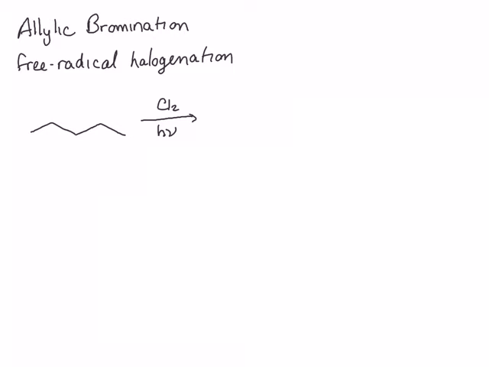Take a moment to pause the video now and see if you can draw all of the possible monohalogenated products of pentane that we would get in this reaction and label them major and minor. There are three possible products that would result from the monohalogenation of pentane. We would get 1-chloropentane, 2-chloropentane, and 3-chloropentane. 1-chloropentane, which results from a primary radical, would be the minor product. 2-chloropentane and 3-chloropentane, which result from secondary radicals, would be the major products.